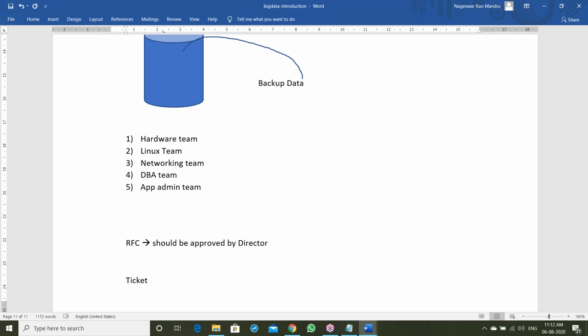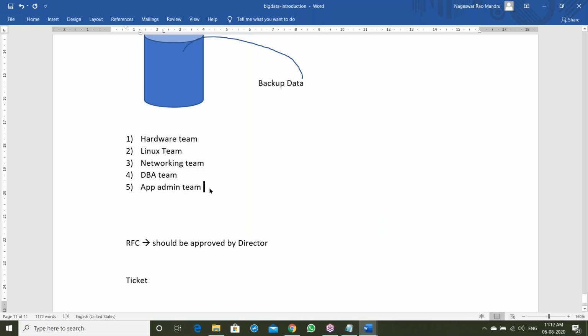For this purpose, this is a process. Once the lead raises the RFC, that RFC goes to the manager queue. The concerned manager has to approve it. Once approved, the RFC goes to the director queue. Now the director has to approve. Once approved, then the work starts. So: raising the RFC, getting approval, and after that, starting the work.